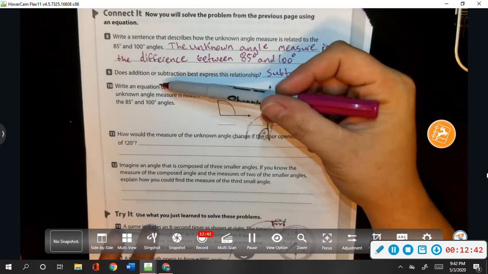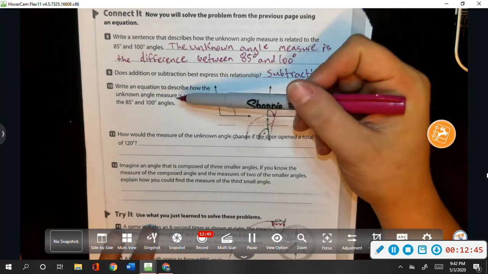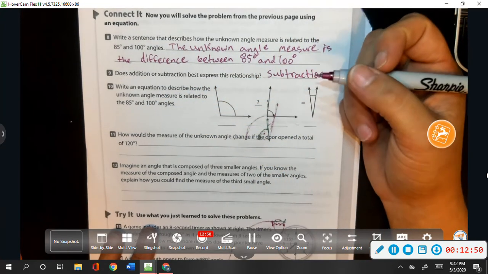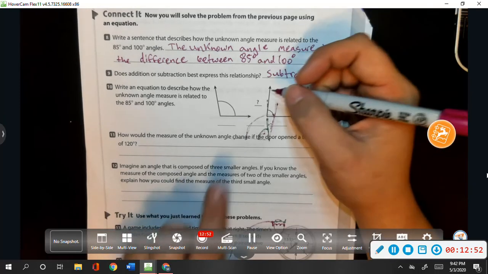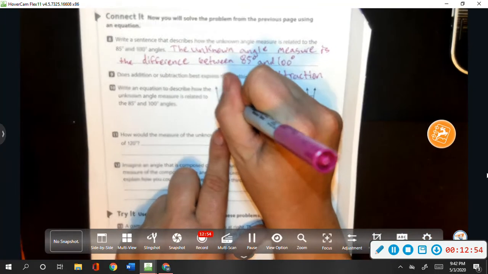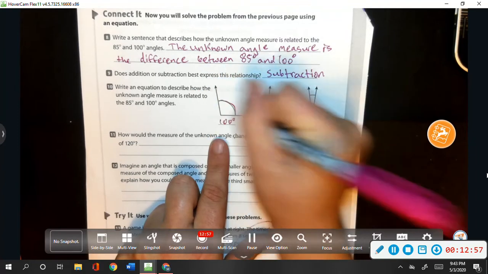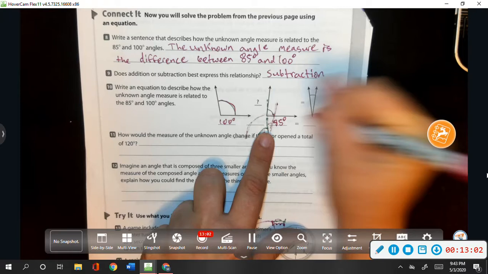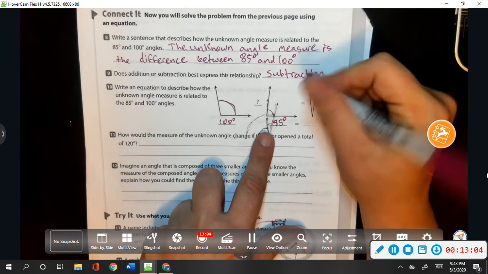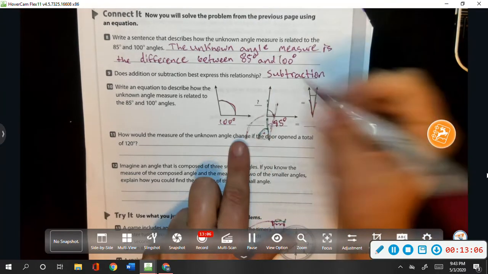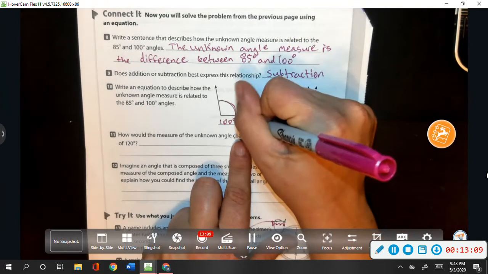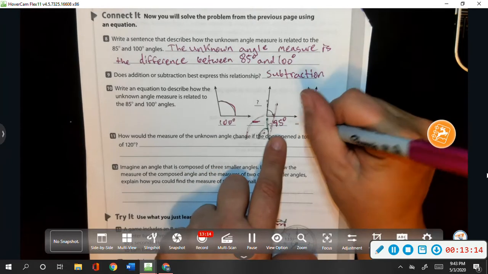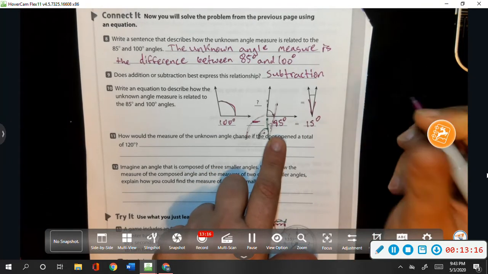Number 10 says, write an equation to describe how the unknown angle measure is related to the 85 degrees and the 100 degrees. So we said that our big angle was 100 degrees. Our smaller angle was 85 degrees, not the smallest, because this would have been the smallest. We knew that we were going to use subtraction, and 100 degrees minus 85 degrees is 15 degrees.